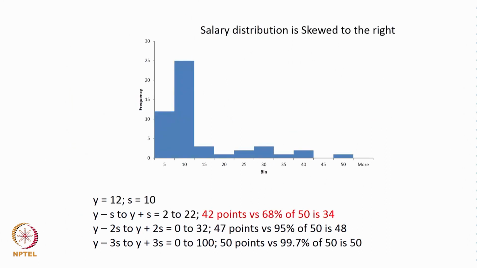I have also told that salary distribution is skewed to the right. So, we just show some example of this salary, and if we take y is equal to 12 and s is equal to 10, in this case y minus s to y plus s, 42 points are there in that range versus 34. Similarly, between y minus 2s and y plus 2s, 47 points are there against 48, and 50 points are in 50. Now, this is an indication that it is skewed and it is skewed to the right.